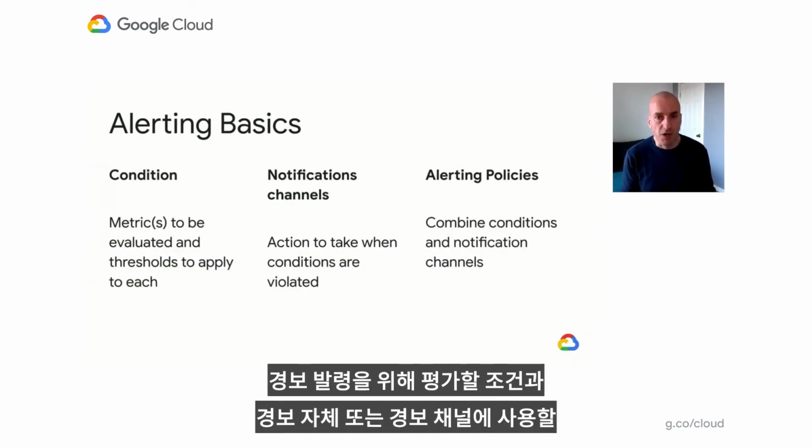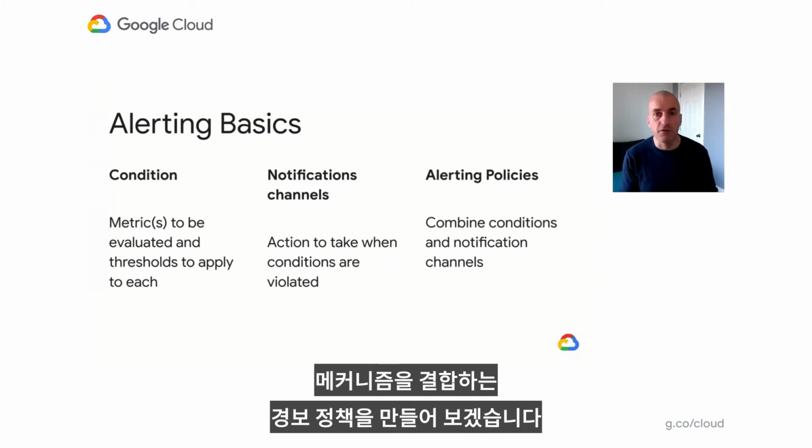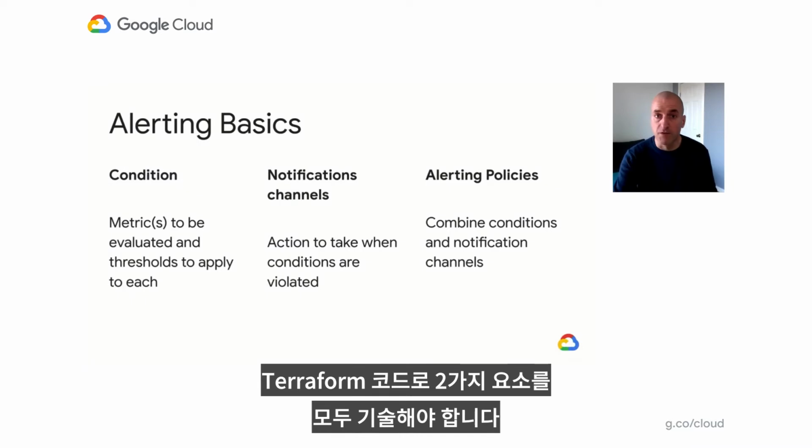We're going to create an alerting policy, which combines both the condition to be evaluated to trigger notifications and the mechanism to be used for the notification itself, called the notification channel. Our Terraform code needs to describe both of these.